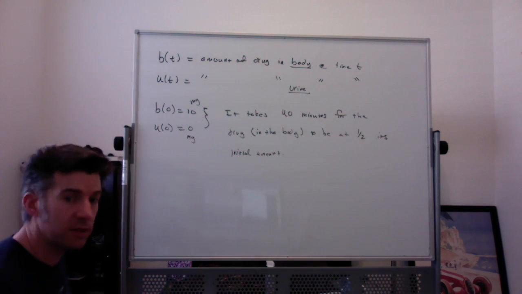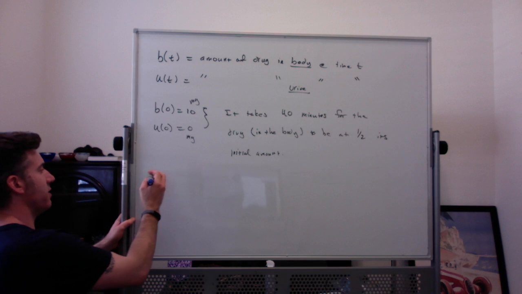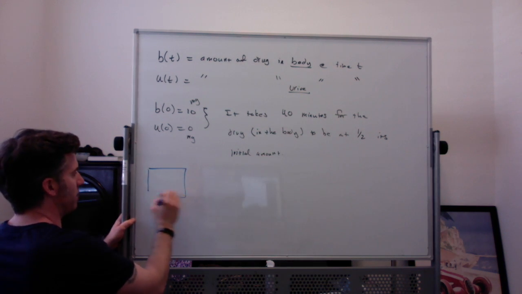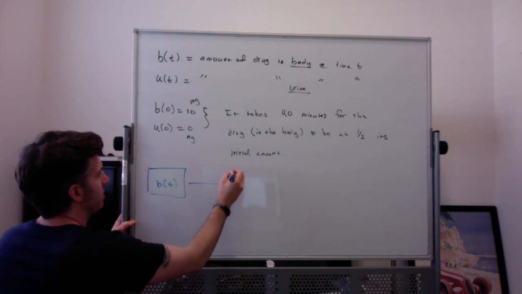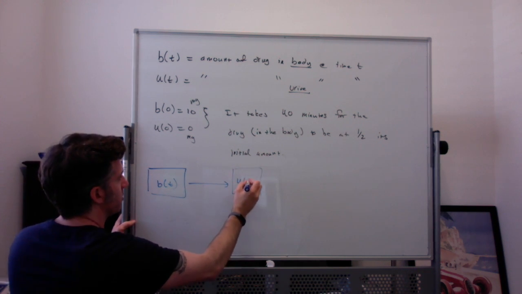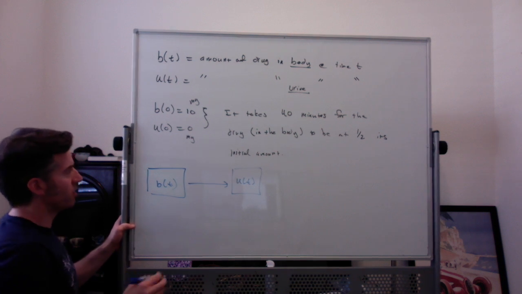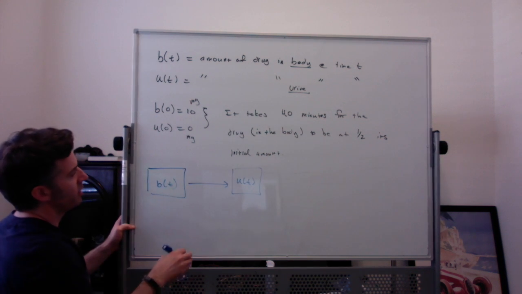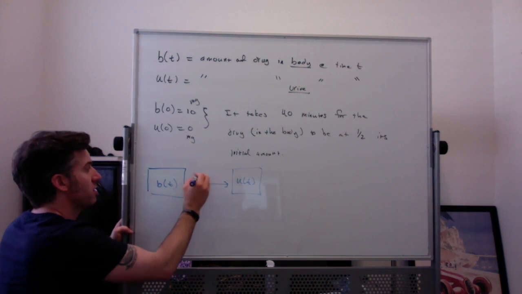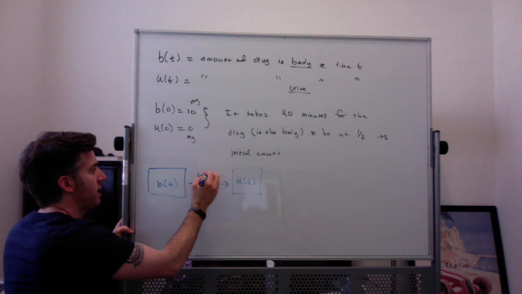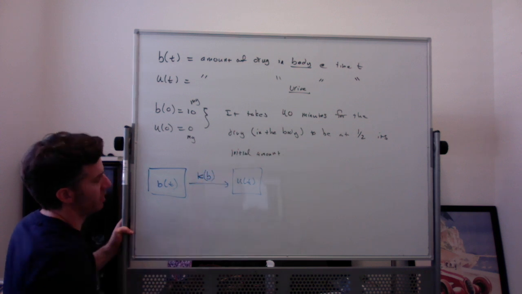So you can set up a compartment diagram for this to get the differential equations. It's really kind of the most basic one possible. So here's the amount of drug in the body. Here's the amount of drug in the urine. And we know that B(0) is 10, U(0) is 0. And it's going into the urine at a rate proportional to how much is in the body. So you've got some k times the amount of drug in the body, which is B.